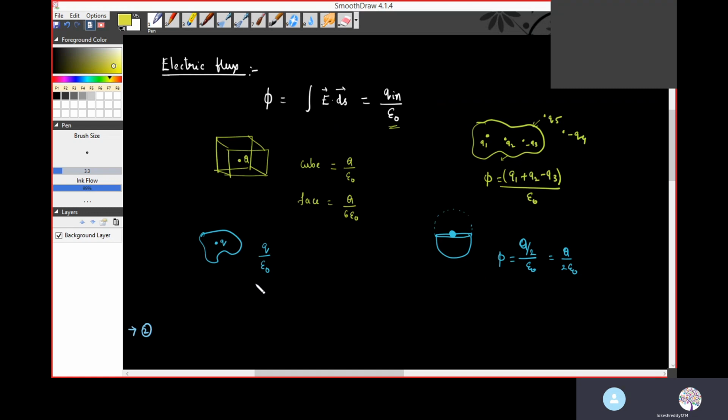Now if I consider a cylinder and I place it here, half of it is inside and half of it is outside, then the flux is q by 2 epsilon naught, because the charge inside is only up to half.